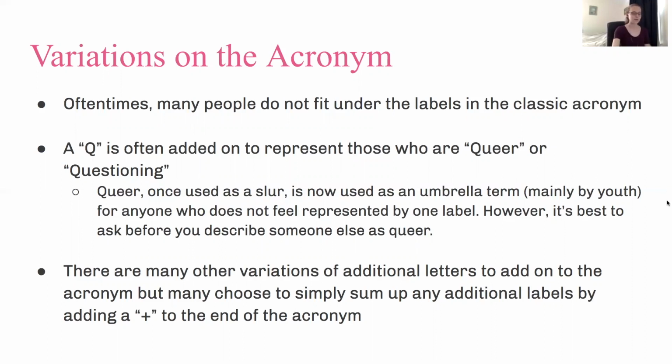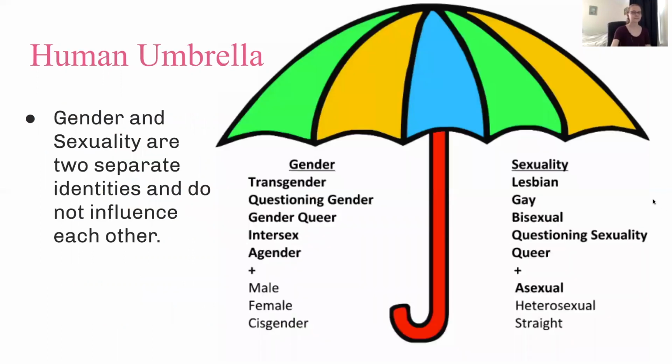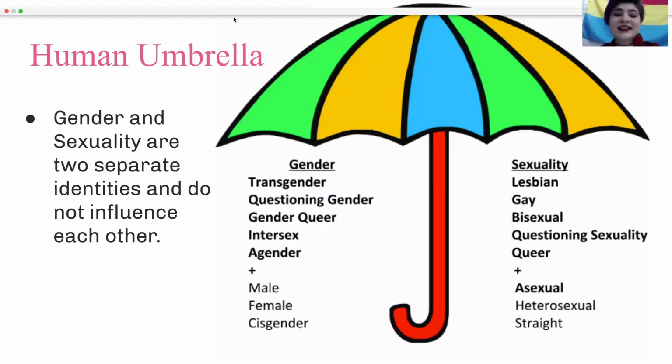Now we're going to move on to the human umbrella. So the human umbrella is kind of a diagram used to express sexuality and gender. And it kind of shows how sexuality and gender are completely different things that don't really influence each other. So that means you can be trans and straight, and you're still in the community.